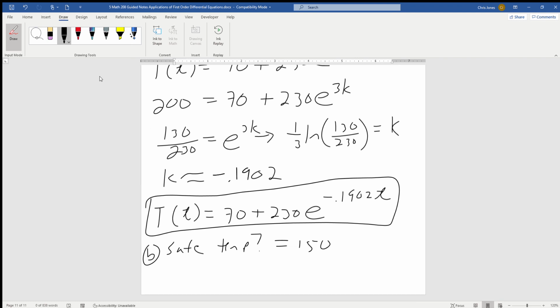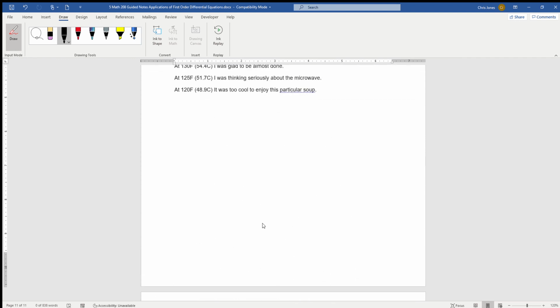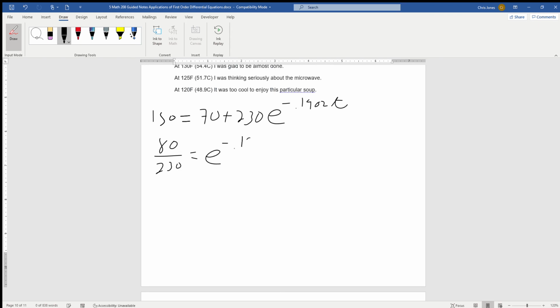And let's see if we can figure out how long it would take for the cake to cool down to 150. It only took 3 minutes to get down to 200, so it shouldn't take an enormous amount of time. So we're just going to set T of t equal to 150. So 150 equals 70 plus 230 e to the negative 0.1902 t. That was the function that we just found. I'm going to subtract 70 and divide by 230, so we're going to get 80 over 230 is equal to e to the negative 0.1902 t.